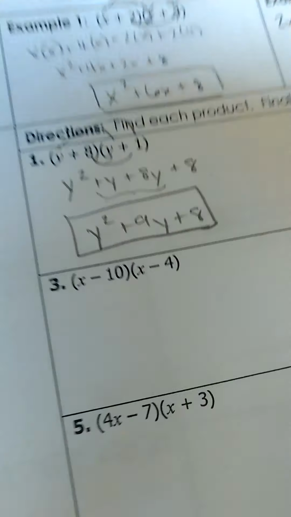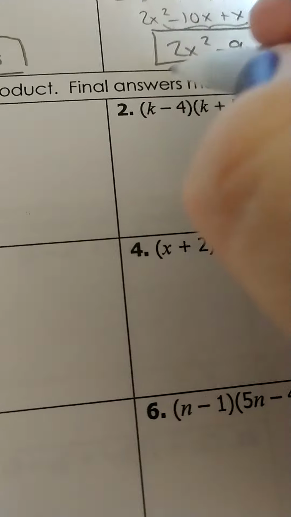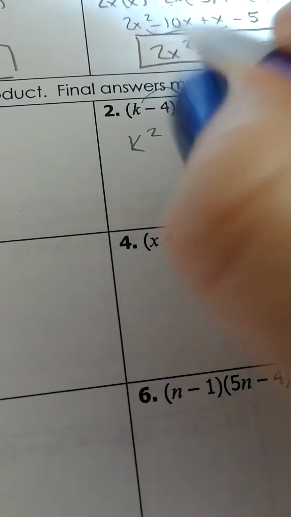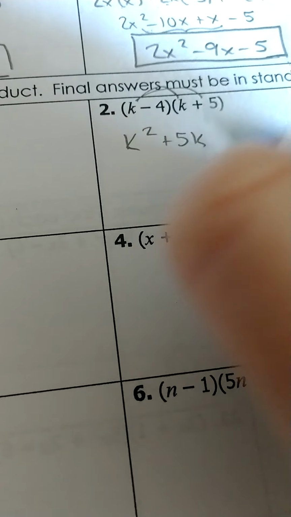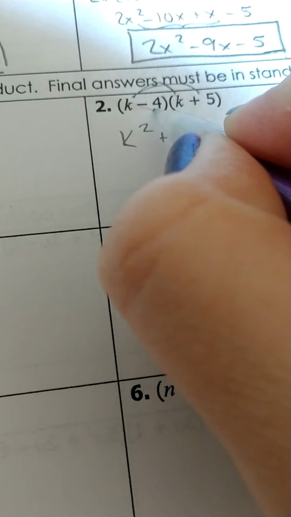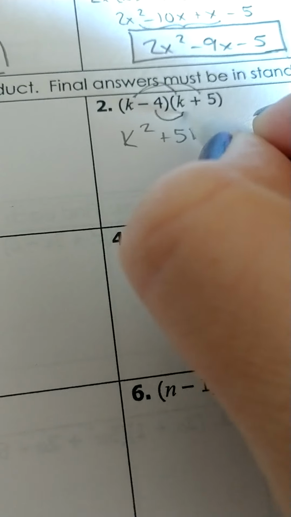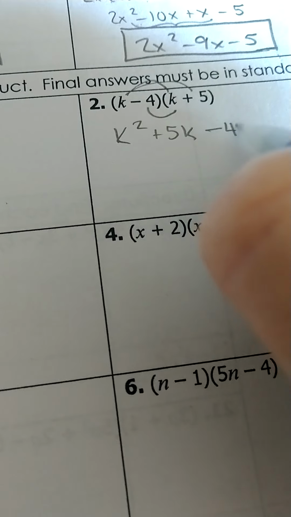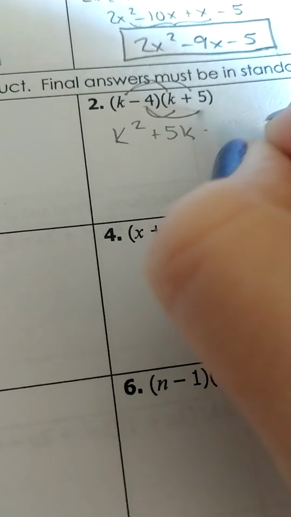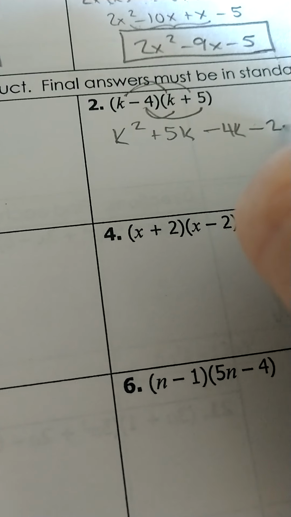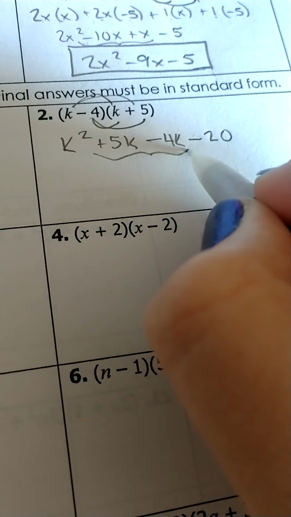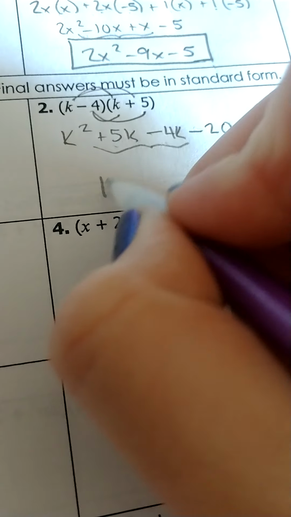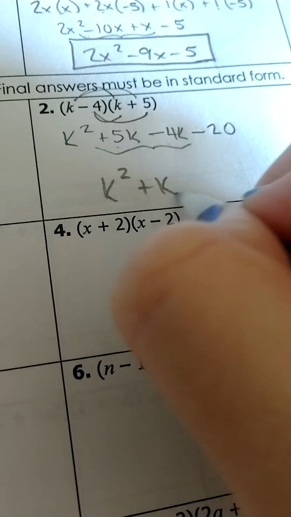And that's it. So number 2, distribute your k. K times k is k squared. K times a positive 5 is 5k. Now you're distributing a negative 4. So negative 4 times k is a negative 4k. And negative 4 times a positive 5 is a negative 20. And then from here, like terms, you're doing 5 minus 4, which is 1. So k squared plus k minus 20.